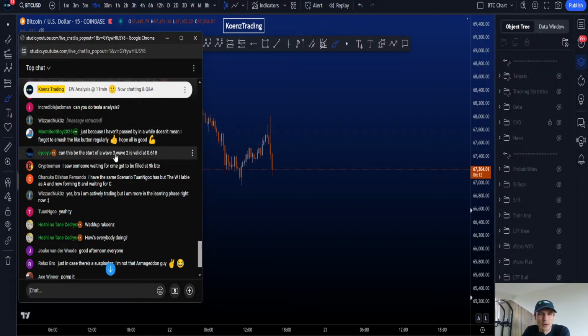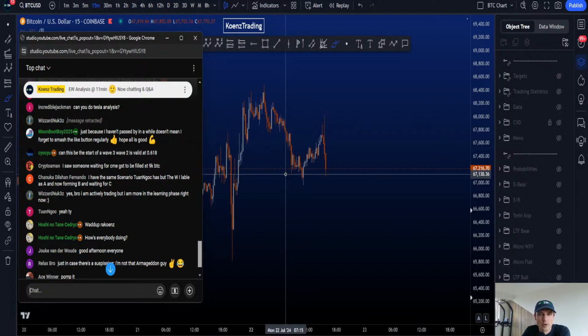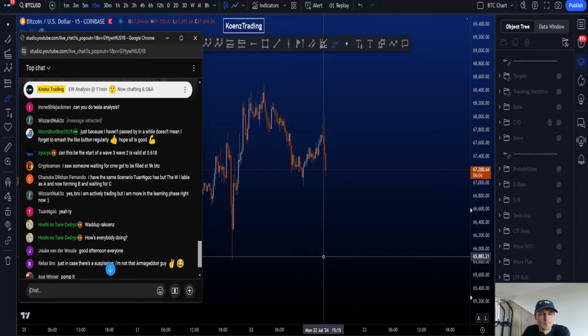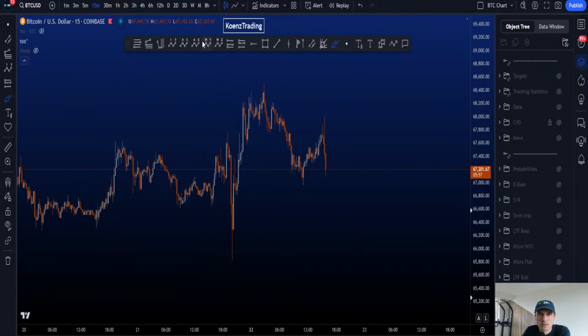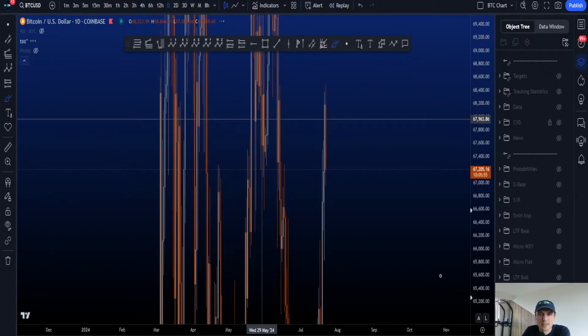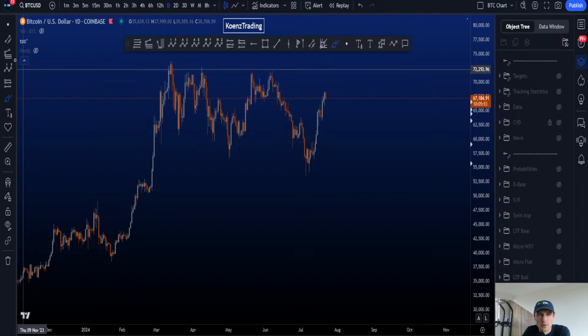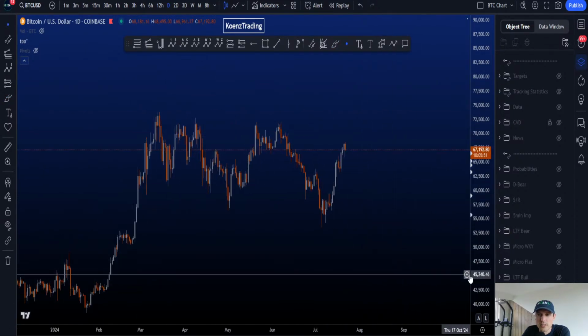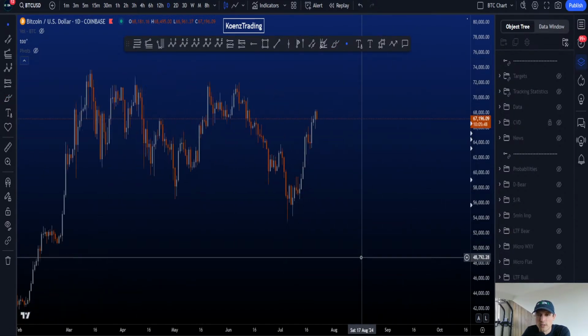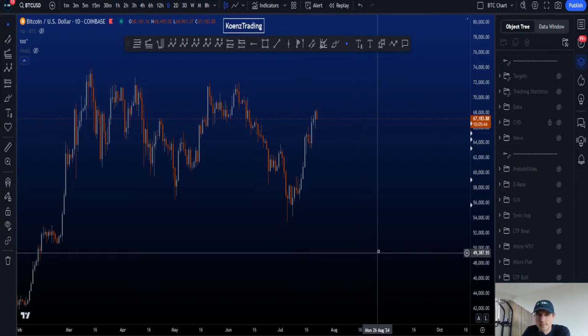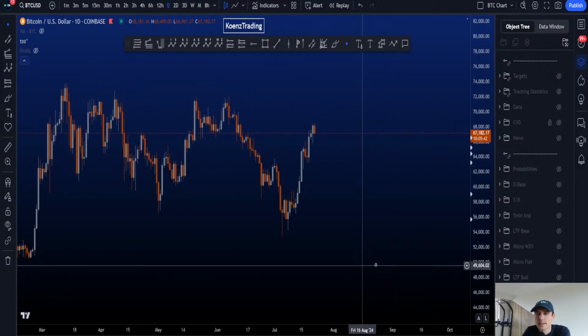Can this be the start of a wave 3? Yes, that is one of the options. A, B, C, 3-wave structure, a bigger 5-wave move down. Both of these are options. I saw someone waiting for CME to... Oh, wait, the CME scenario. Yeah, 9K. I mean, yeah. Before we are going to talk about 9K, you first need to lose 38.5 as a bare minimum.